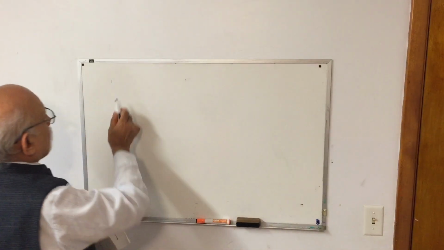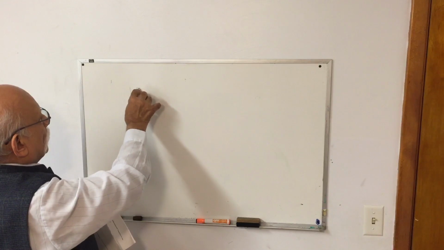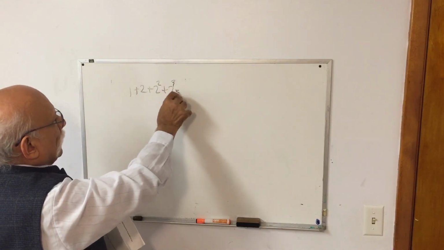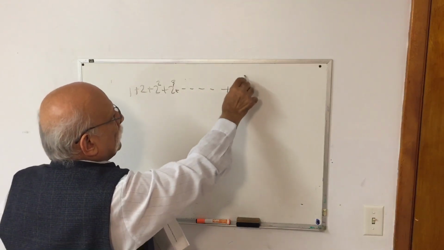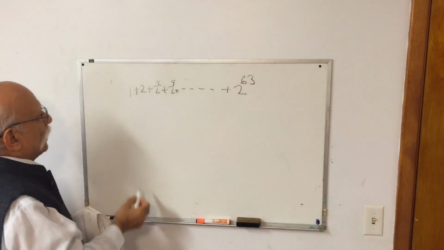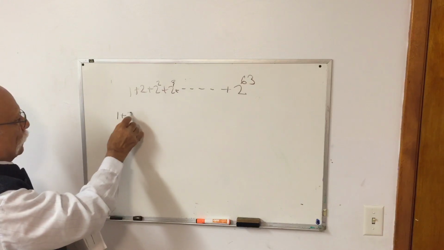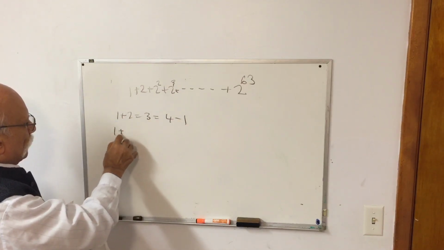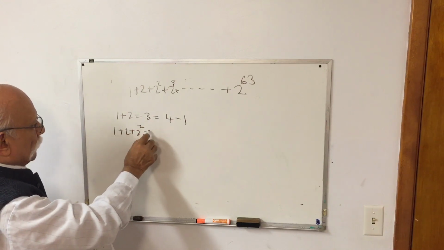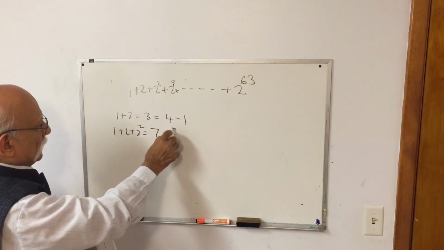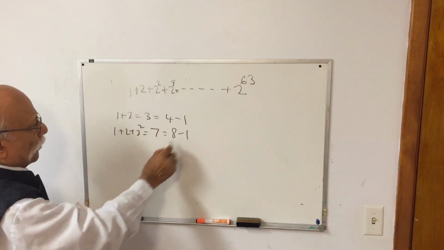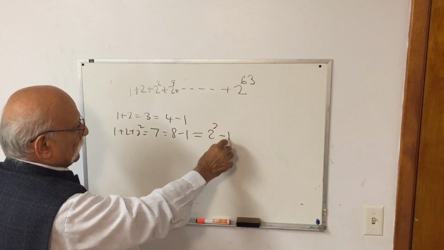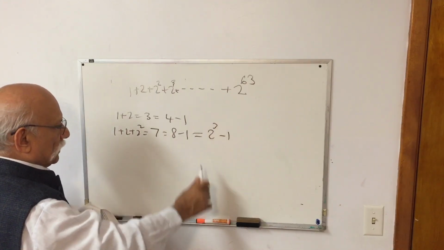And so 1 plus 2 plus 2 square plus 2 cube, and last time I called this 2 to the 63. Now if you add these, you'll get 1 plus 2, which is equal to 3. You write it as 4 minus 1. 1 plus 2 plus 2 square, which is 7. You write it as 8 minus 1. And so on. But this 8 minus 1 is 2 to the power 3 minus 1.